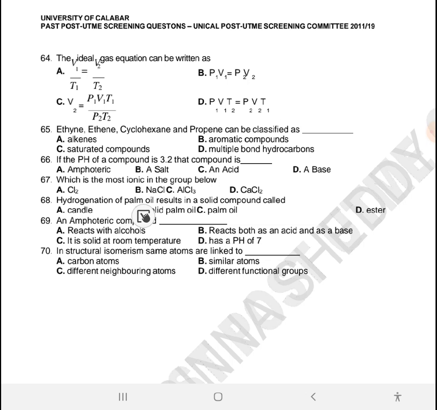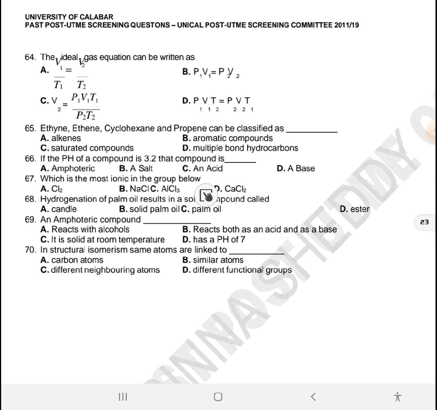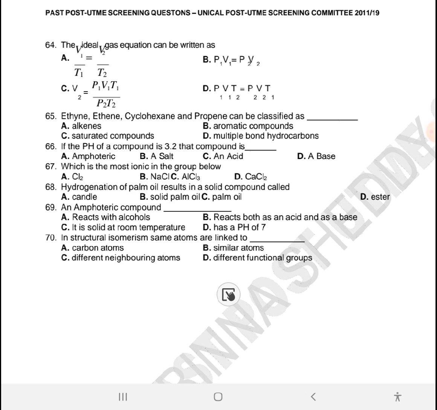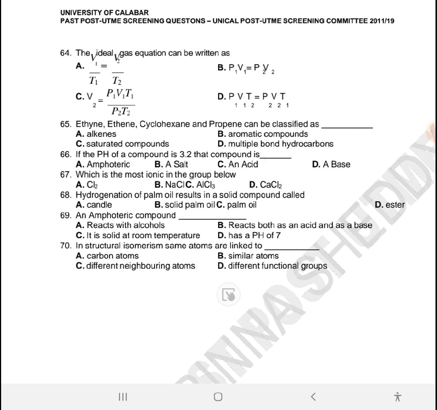68. Hydrogenation of palm oil results in a solid compound called margarine. Hydrogenation of palm oil could result in margarine. What is hydrogenation? It is like you blow hydrogen into palm oil, and it makes it thick like butter. You know the way butter is thick, except you put it under the sun before it melts. Like the butters used for cake. That kind of process is hydrogenation. The answer is not here.